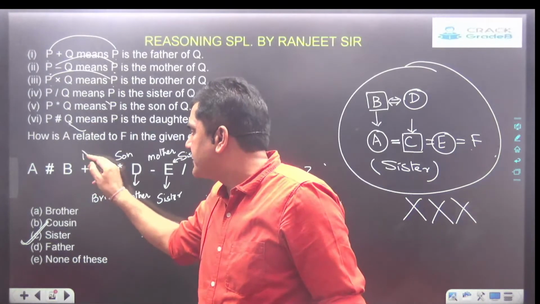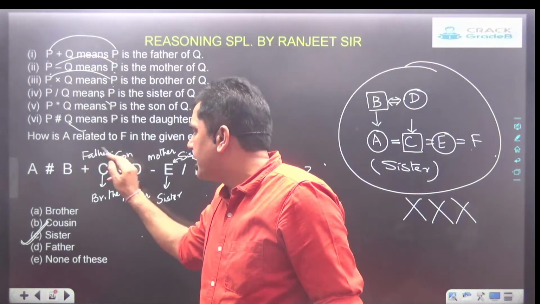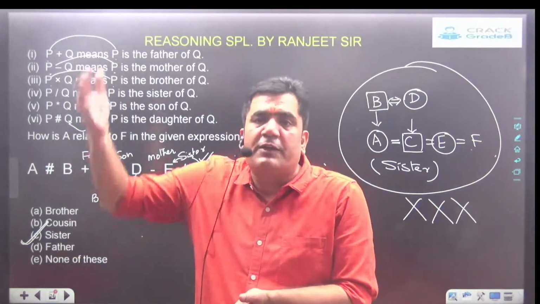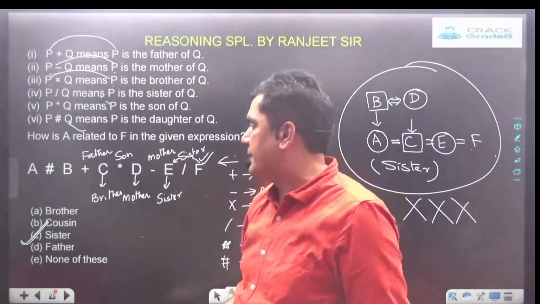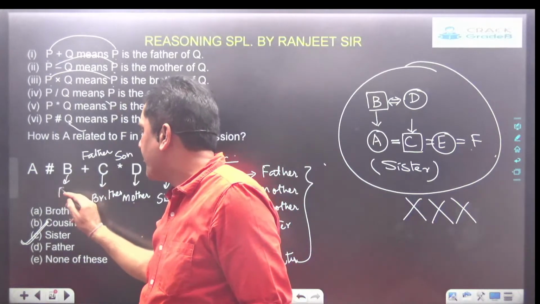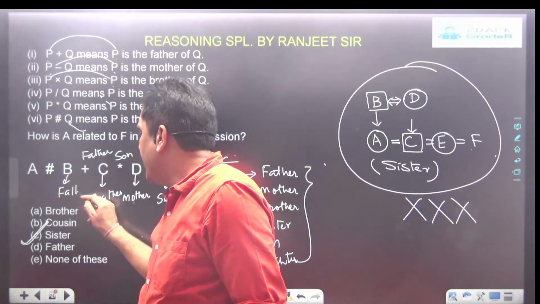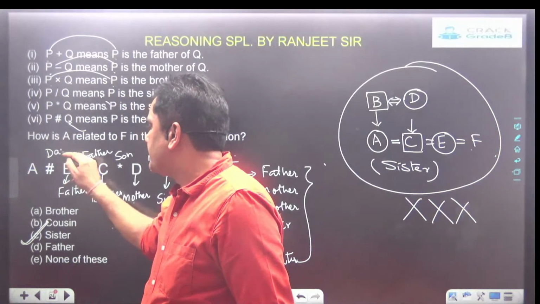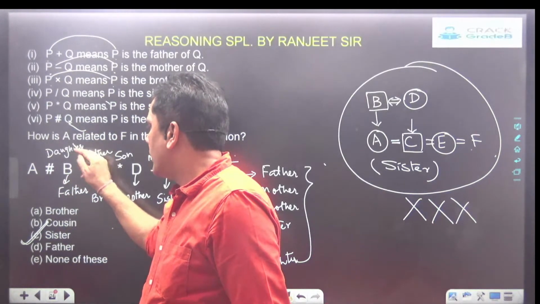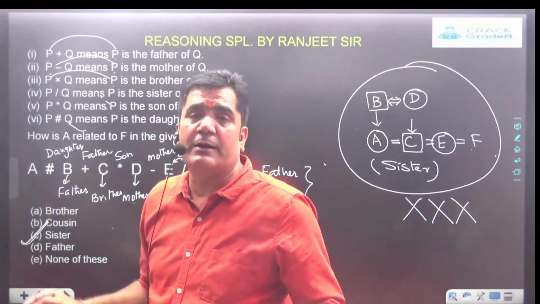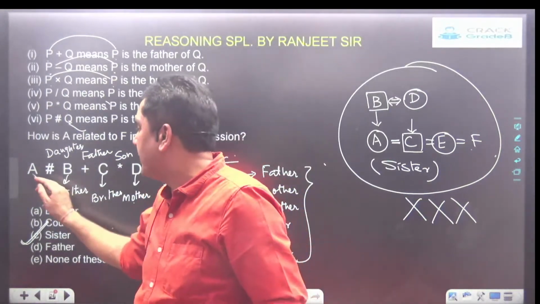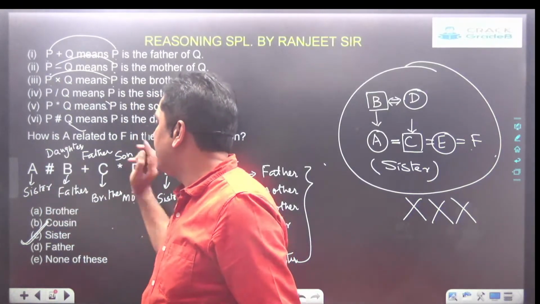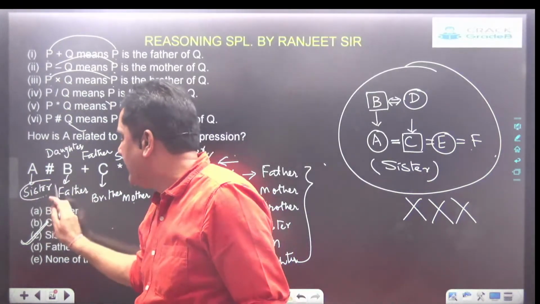Next one. Plus stands for father, so my brother's father will be my father. My brother's father is very obviously my father. So B is my father. And next one. This stands for daughter, so my father's daughter is nothing but my sister. So A becomes my sister. The question is, how is A related to F? So A is nothing but my sister.